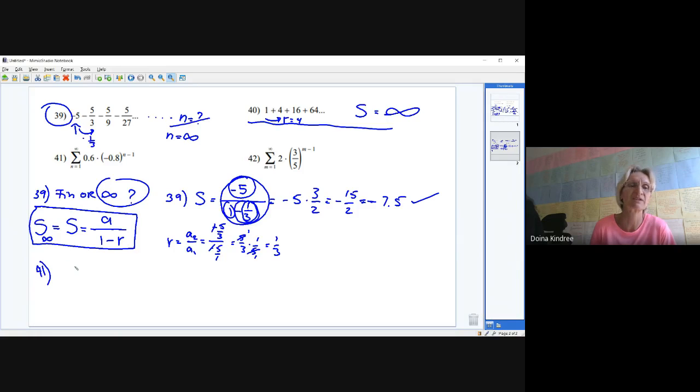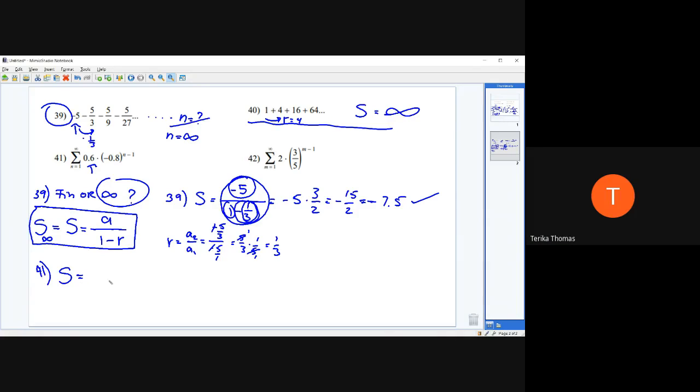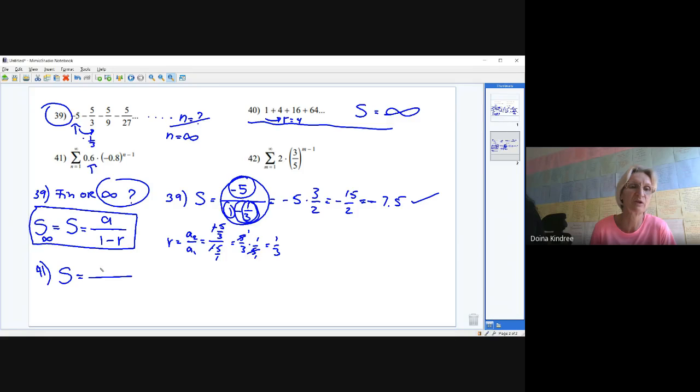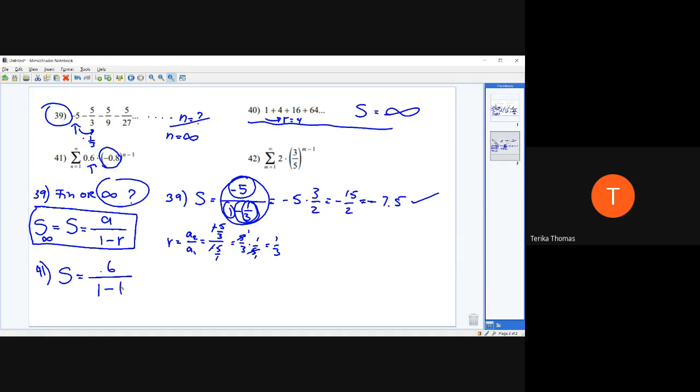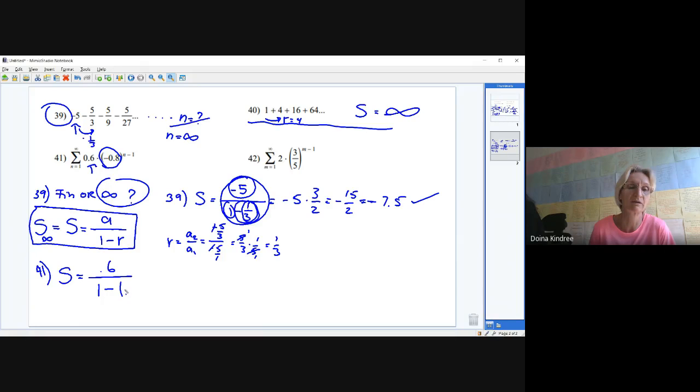Let's look at 41. What do you see about the summation here? N equals 1 to infinity. The first term is? 0.6. So what do I put in the formula? 0.6, correct? What is the ratio? Negative 0.8. I need to put the negative there. Without the negative, we're not making it.